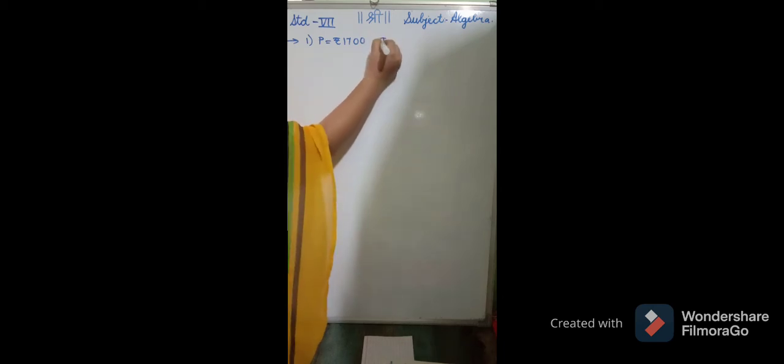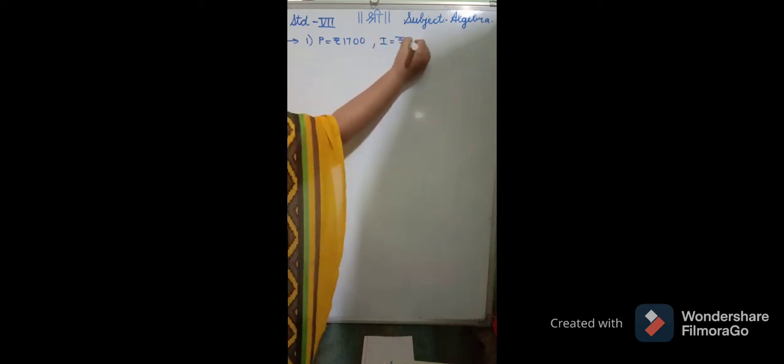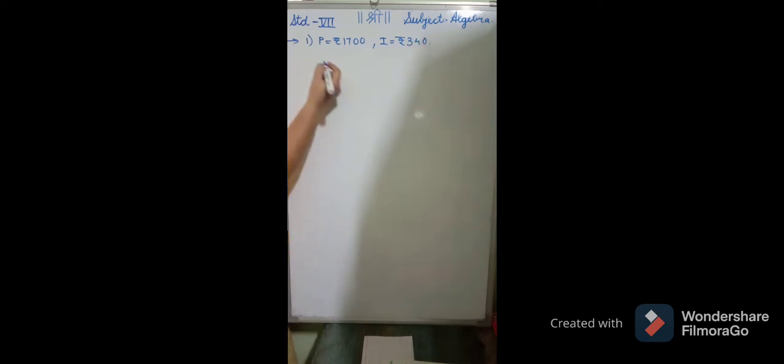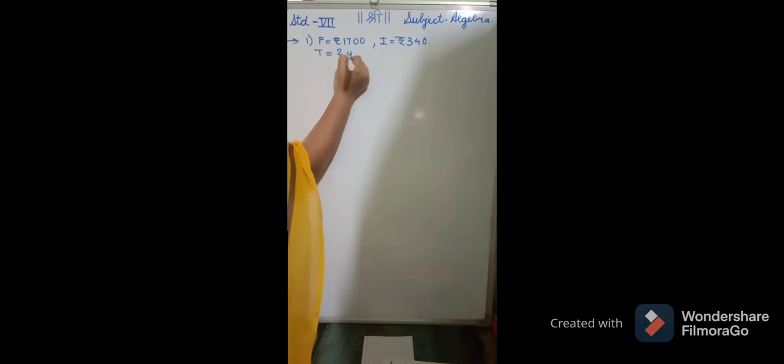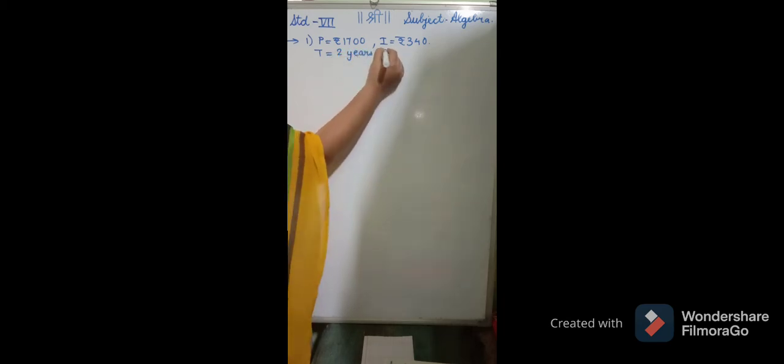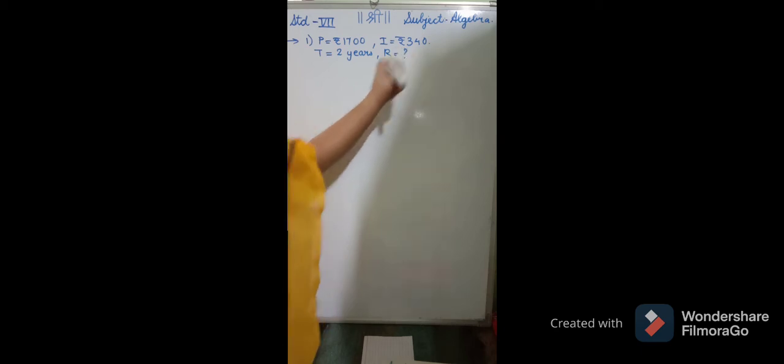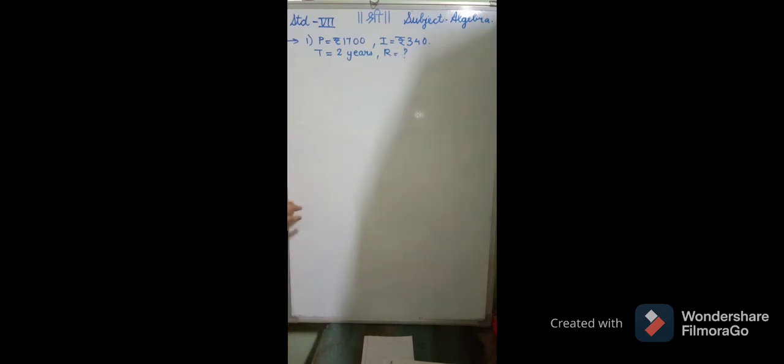So what is given to us? Yes, the first thing they have given us is principal. P is equal to rupees 1700. Next they have given us interest. What is the interest? Rupees 340. Yes, and for how much period they have kept? That is T is equal to 2 years. And what we have to find out? R is equal to question mark. So we have written what is given and what we have to find out.